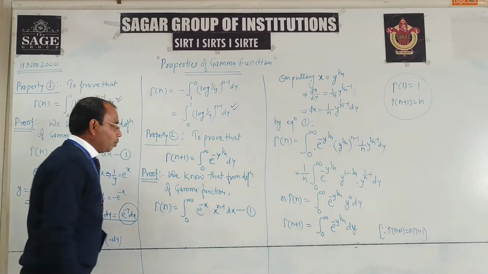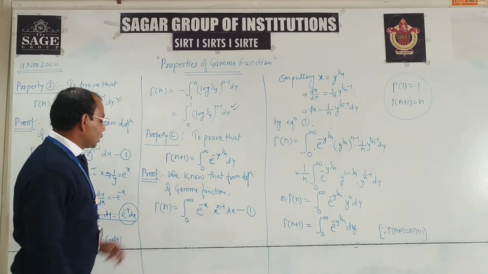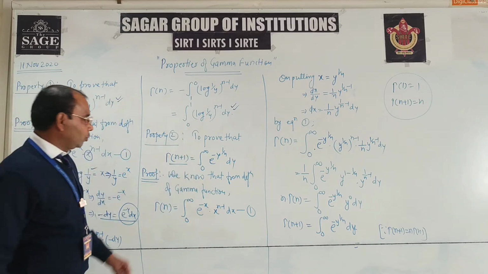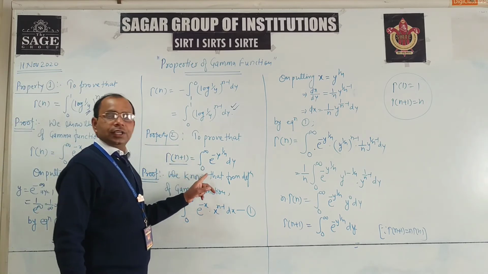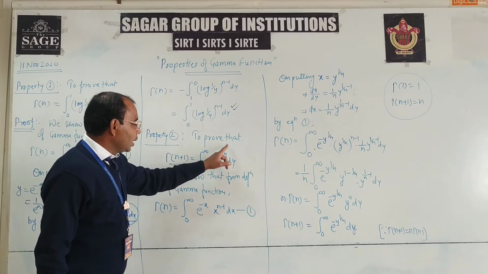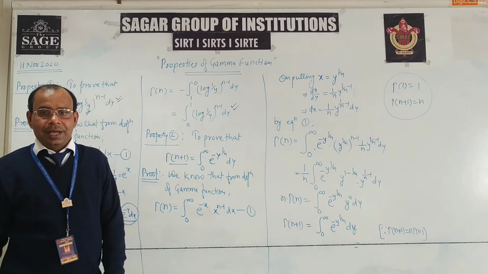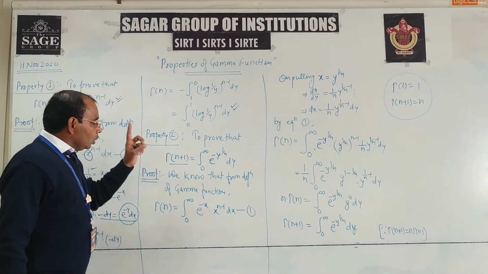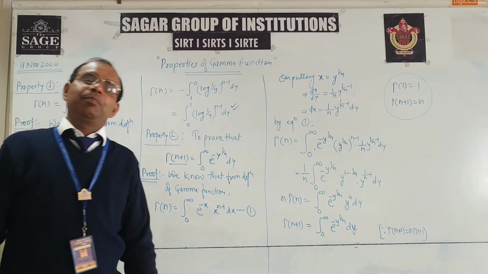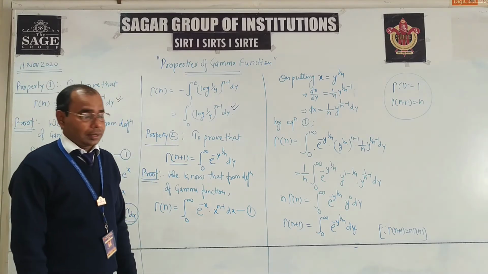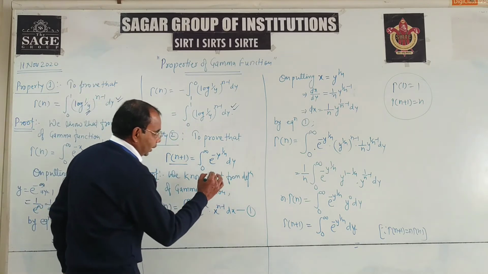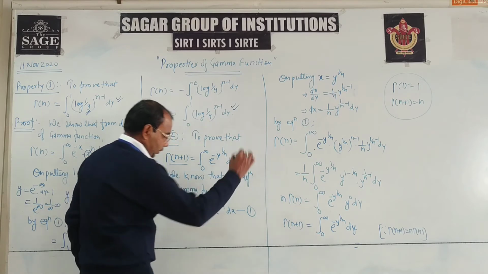Next property: to prove that gamma n plus 1 is equal to the integration from 0 to infinity of e to the power minus y to the power 1 upon n dy. As I said, the substitution part of gamma and beta function is a very important part. Therefore, we compare the definition part and the proof part.